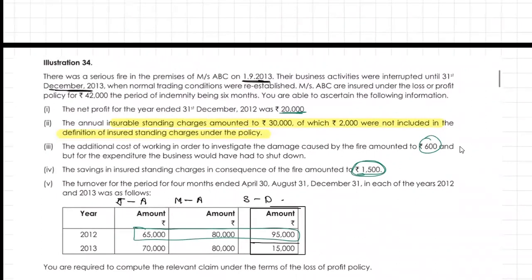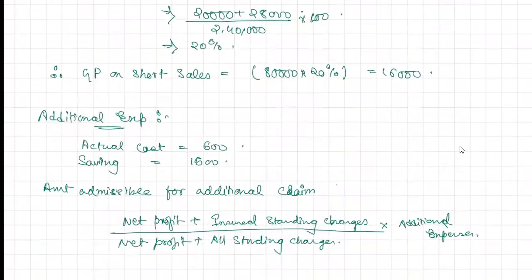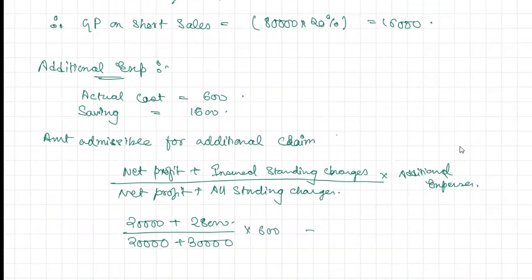Now see, 30,000 they have said that they are insurable, out of which 2,000 तो definition में नहीं आता insured standing charges. That means 28,000 is insured and 30,000 is total. Correct? There is a difference, so we calculate a proportionate of that. Net profit was about 20,000. Insured was 28,000 only, but all standing charges are of what amount? 30,000. And additional expense you have done it of 600.